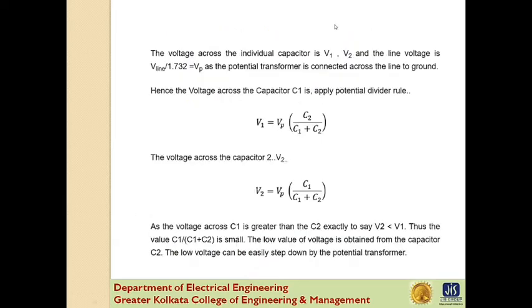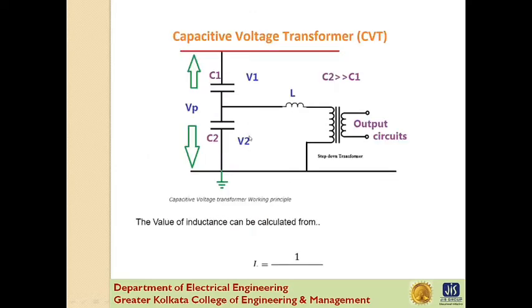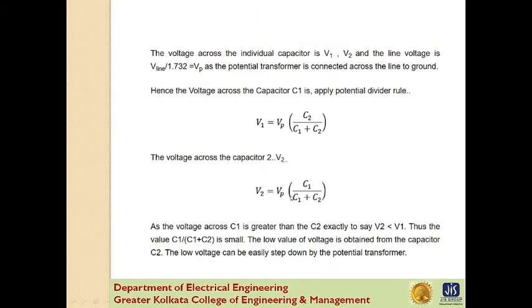The voltages across the individual capacitors are V1 and V2, and the line voltage divided by 1.732 equals Vp. Now as the potential transformer is connected across the ground, the voltage across C1 is applied. By applying the potential divider rule, V1 equals Vp times C2 by C1 plus C2, and the voltage across capacitor 2, V2, is equal to Vp times C1 by C1 plus C2.